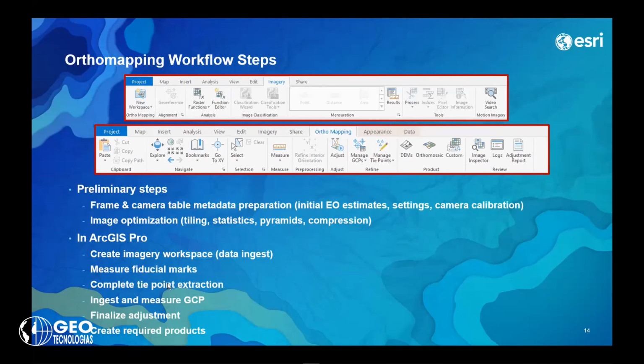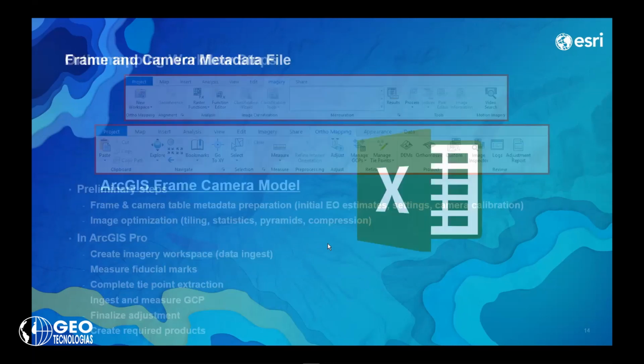We're going to compute some tie points. We're going to ingest and measure ground control. We're going to do a block adjustment or a collection adjustment. And then we're going to use that adjustment to create the final products. This workflow is fairly common regardless of the data source that you're using, so you're going to see this over and over again. Let's walk through an example of what this looks like.